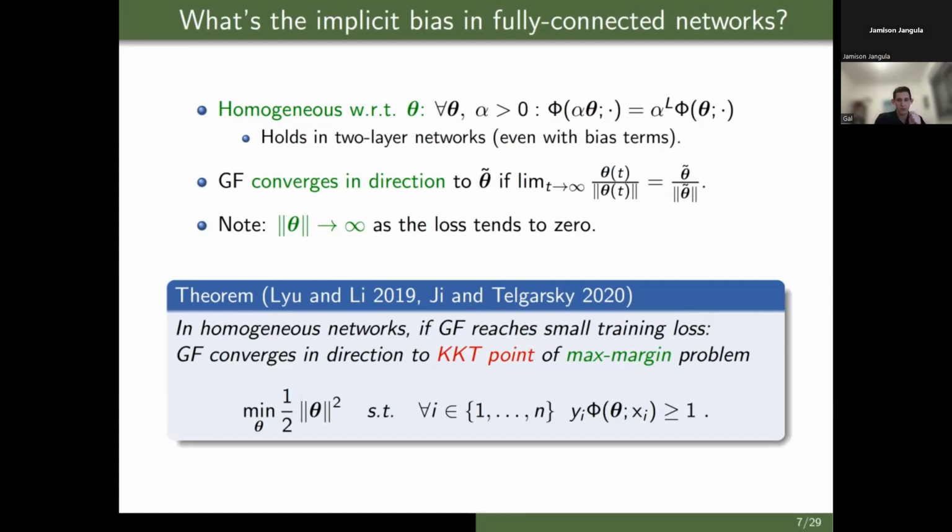So basically, for each training example, we want the sign of the output to correspond to the label yi. We want the absolute value of the output to be at least 1, and we want to have a small norm of the parameter theta. Now, the theorem says that we converge to a KKT point of this problem. A KKT point is a stationary point of the optimization problem. Essentially, the KKT framework is an extension of Lagrange multipliers, where in Lagrange multipliers we can only handle equalities, and KKT allows handling also inequalities.